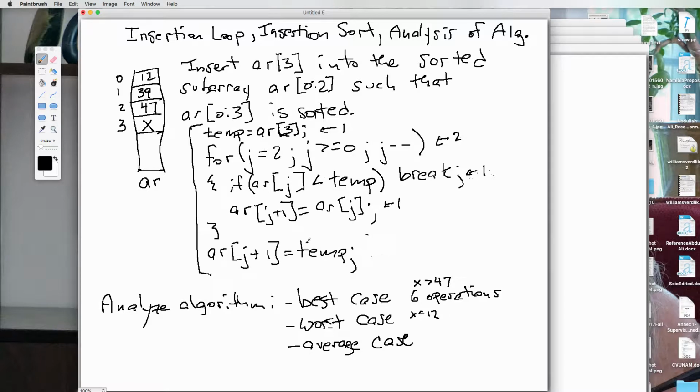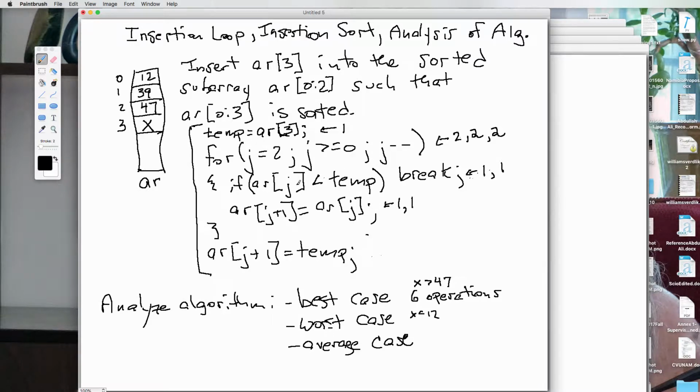Then I'm going to come back up here, and now I'm going to do a j minus minus. That's going to make j a 1. And I'm going to do the Boolean expression again. j is greater than or equal to 0. So that's another 2. I'm going to look at this Boolean expression again. It's going to be false. That's going to be another 1. I'm going to come over here, and I do another assignment statement. That's 1. I'm going to come back up to the top. I'm going to subtract 1 from j. j is now 0, which is still greater than or equal to 0. So that's another 2 operations I did.